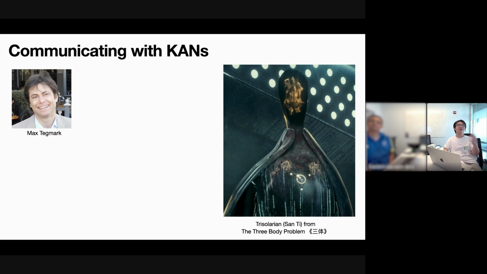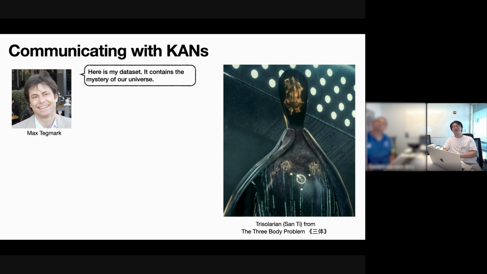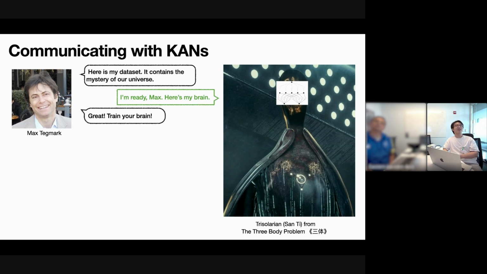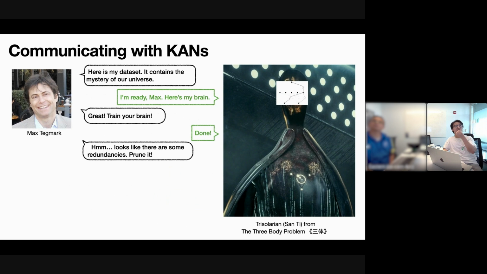So let's consider a scenario where my advisor, Max, is communicating with KANs. Suppose the conversation goes like this. Max says, here's my data set. It contains the mystery of the universe, but I am unable to figure it out. Could you please figure it out for me? And KAN says, yes, I'm ready. Here's my brain. So KAN will initialize itself to be this structure. And then Max asks KAN to train the brain. After training, you see that it got this sparse structure, which looks promising, but there are still some unnecessary redundant connections. So Max asks again, it looks like there are some redundancies.